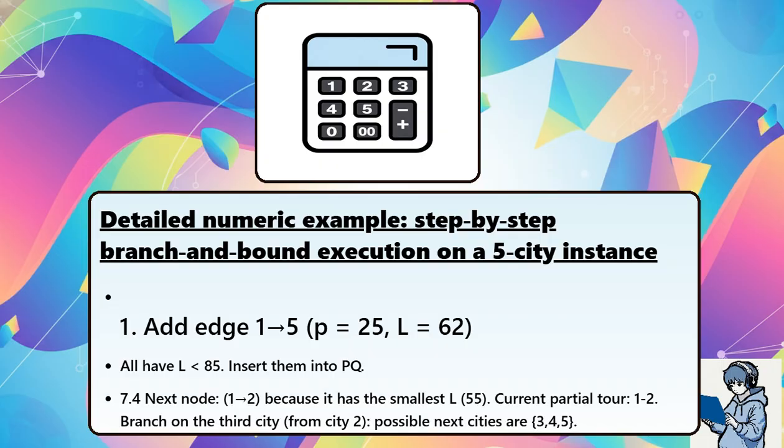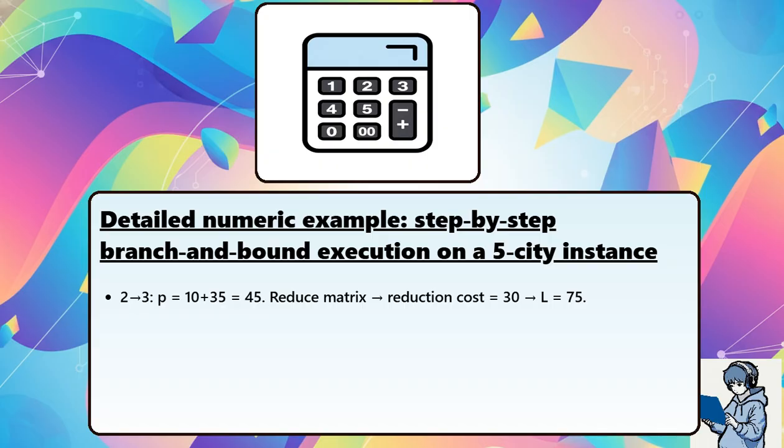7.4 Next node 1 to 2 because it has the smallest lower bound, 55. Current partial tour 1-2. Branch on the third city from city 2, possible next cities are 3, 4, 5. Edge 2 to 3, partial cost P equals 10 plus 35 equals 45. Reduce the matrix, reduction cost equals 30, lower bound L equals 75.